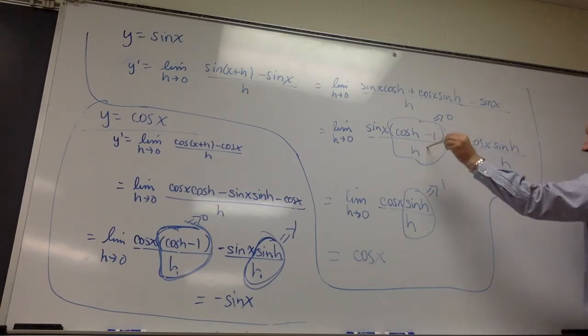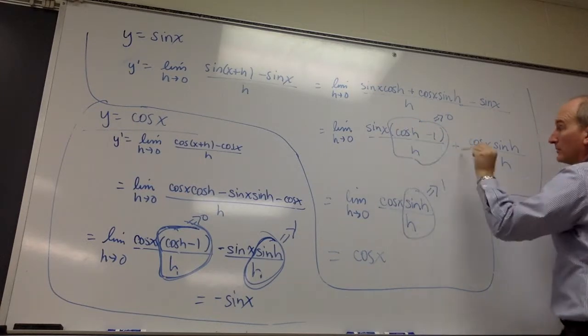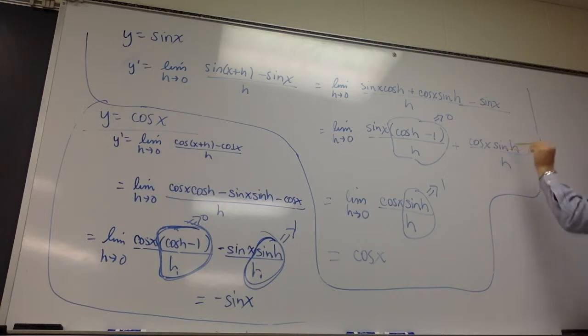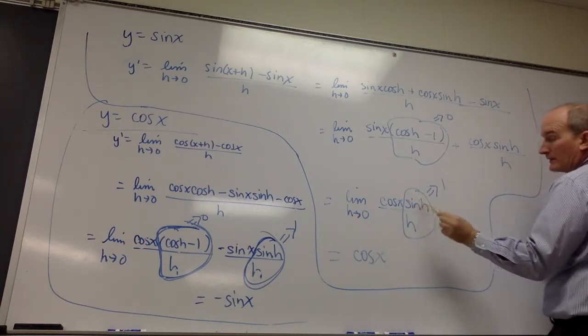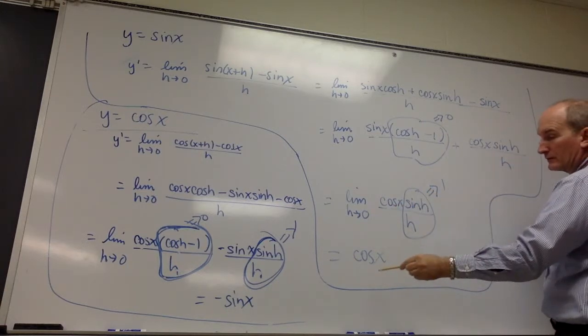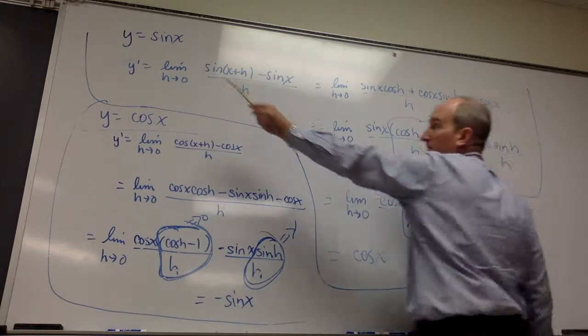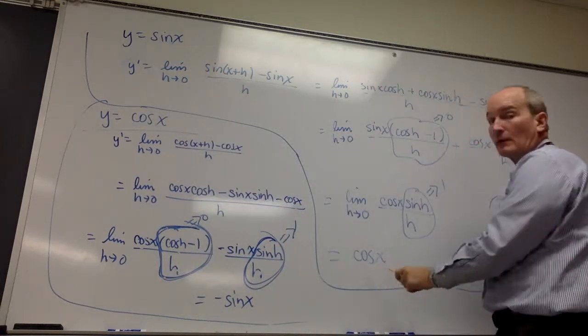So this vanishes, this goes to 0, and 0 times sine of x is 0, plus cosine of x times sine of h over h. Now as h goes to 0, sine h over h goes to 1. So I have 1 times cosine of x, which is cosine of x. Hence, the derivative of sine of x is cosine of x.